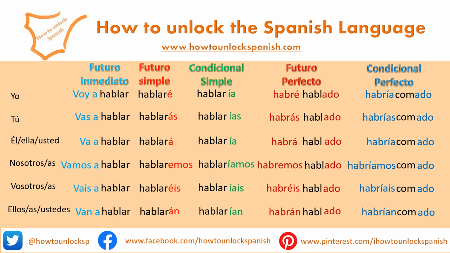Then we have the conditional, which is that I would talk. So instead of would, you just add ía at the end of the infinitive. And it's hablaría, hablarías, hablaría, hablaríamos, hablaríais, hablarían. It's the same for AR, ER, and IR verbs. And if you pay attention to it, you could see that the endings are the same as the imperfect endings for ER and IR verbs. But the difference is that here we don't remove the ending from the infinitive.